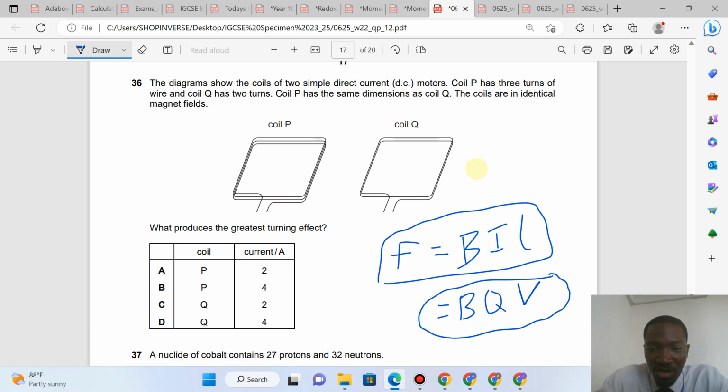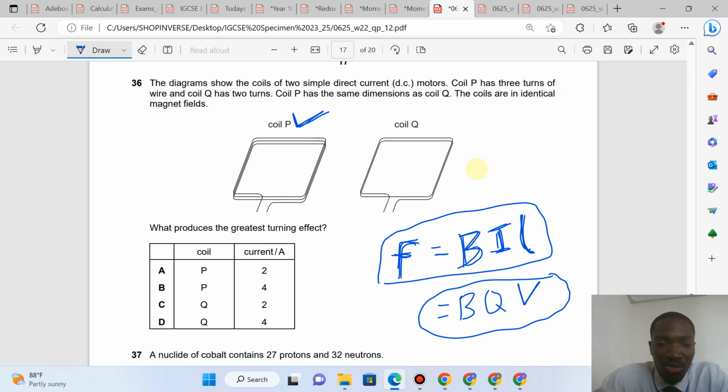Okay, so in this case, B represents the magnetic field. Since they are both in the same magnetic field, I is the current. So the one that has greatest current and the greatest length, that's the one that will have the greatest force. Which one has the highest length? Is the one with the higher number of coils. This one has more number of turns. That means the total length of the conductor is higher.